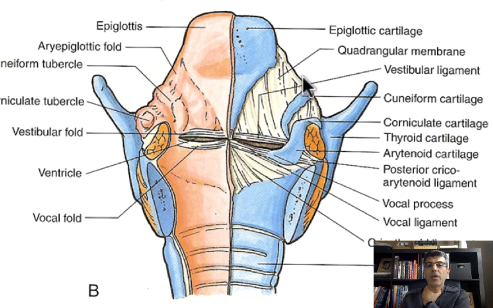The upper end of this membrane here is called aryepiglottic fold, because arytenoid, epiglottis, so that's why it's called aryepiglottic fold. So aryepiglottic fold is the upper part of this membrane. Vestibular ligaments is a lower part of this membrane. We're going to talk about vestibular ligaments or false vocal cord in just a minute.